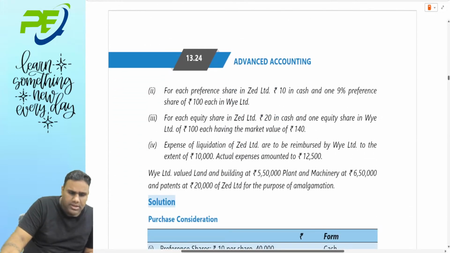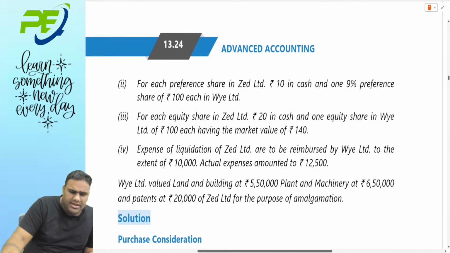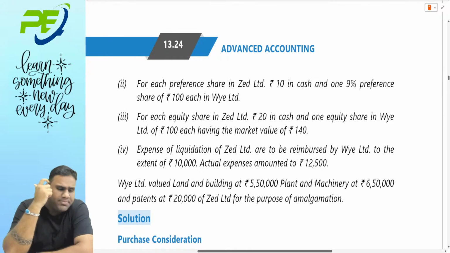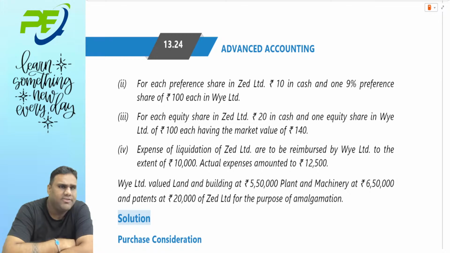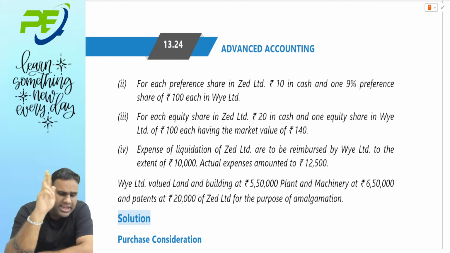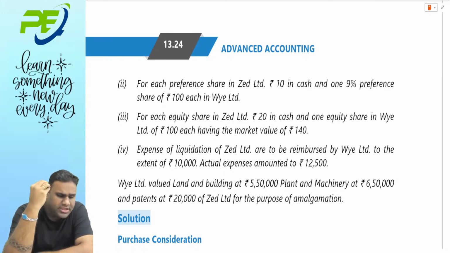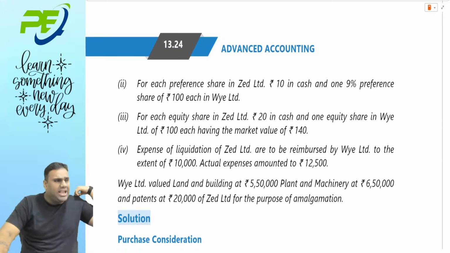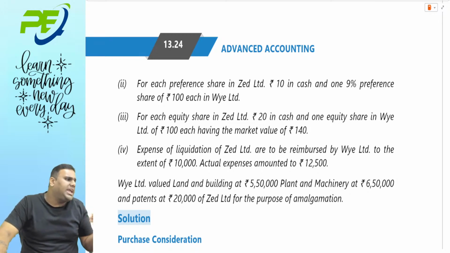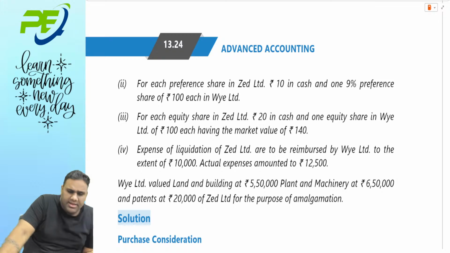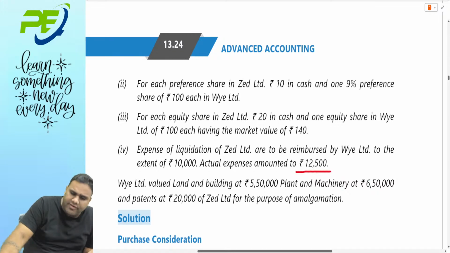Then, for each preference share in Z Limited, rupees 10 in cash and 9% preference share of 100 each. So every preference shareholder will get cash and preference shares. For each equity share in Z Limited, 20 in cash and 1 equity share in Y Limited having a market value of 140. Expenses of liquidation of Z Limited are to be reimbursed by Y Limited. Who is Y Limited? The selling company is paying and later it is reimbursed by the purchasing company to the extent of 10,000. Actual expenses 12,500.